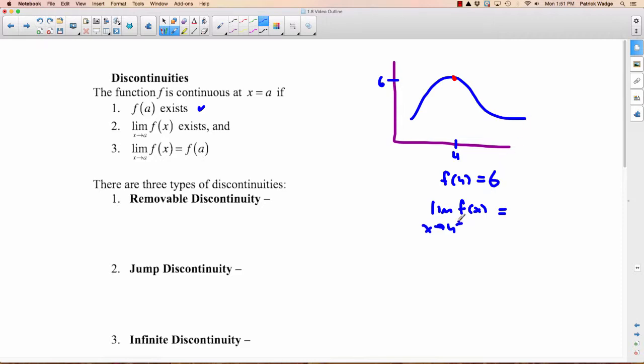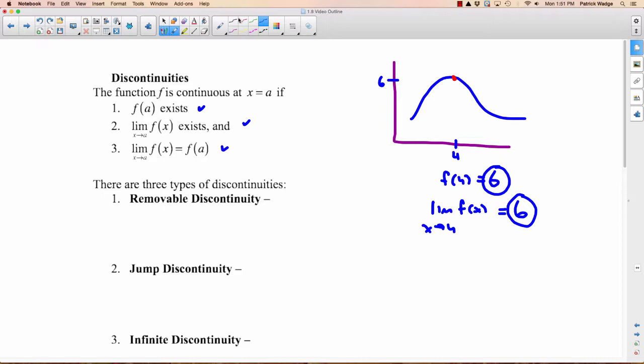Then we would look from the right-hand side. And as we look closer and closer to an x value of 4 from this side, our y value again is getting really, really close to 6. So because the left-hand limit and the right-hand limit equal the same thing, we can actually say the limit exists, and it is 6 as well. Okay, so this one's good. Third thing that needs to be true is that the limit of f of x as x approaches a, well that's this right here where we got 6, needs to equal f of a. Well that's this where we also got 6. So yeah, it worked. We need this number and this number to be the same, and they are. So this is a continuous function right there.